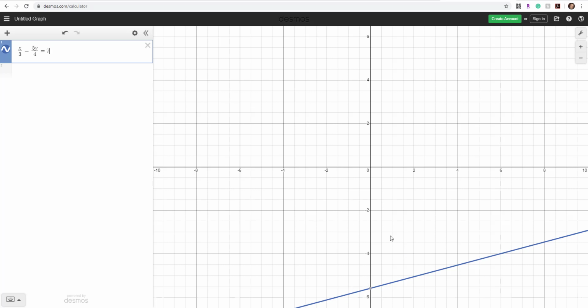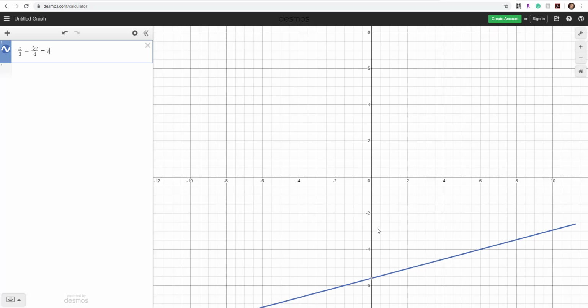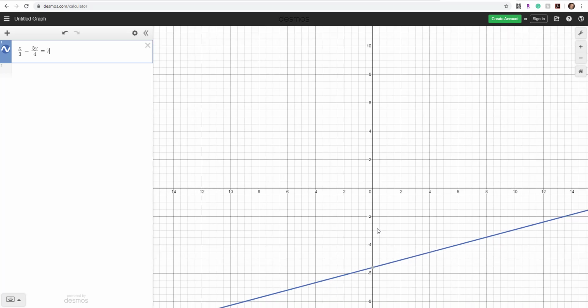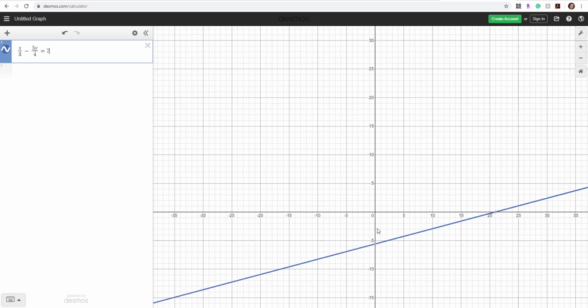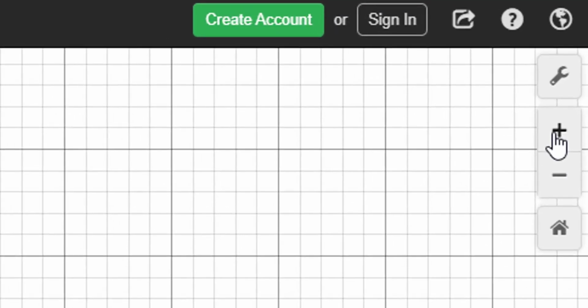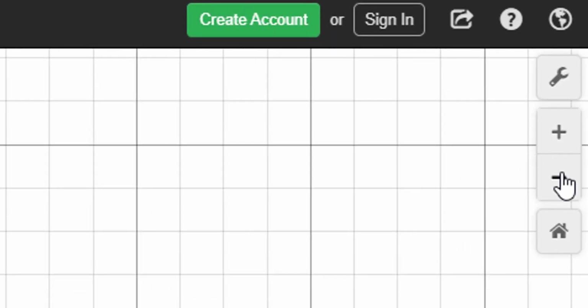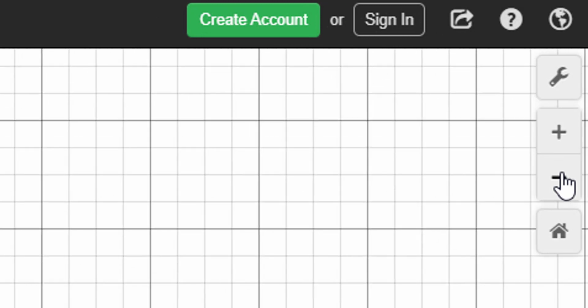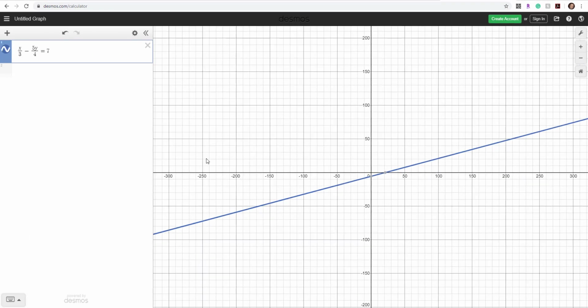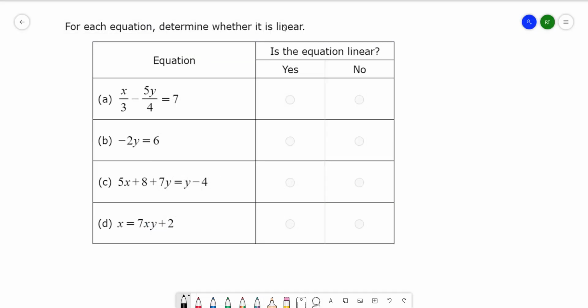And if you need to zoom in and out, depending on the graph you have, I just use the scroll pad on my mouse to move backwards. Or you could hit up here in the upper right hand screen, hit the plus sign to zoom in and zoom out if you don't see the graph for some reason. Otherwise, just double check the way you typed it in. So you can see for this one we have a straight line. So I would go back and I'll put yes, this equation is linear.